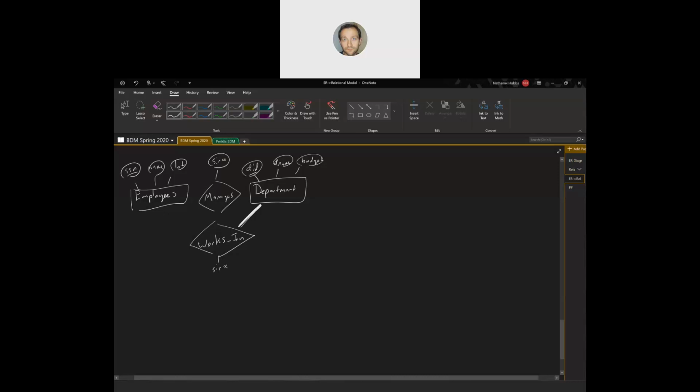And here, we're going to say that an employee must work in a department, and a department must have an employee. An employee might not have a manager, but departments are going to have exactly one employee.